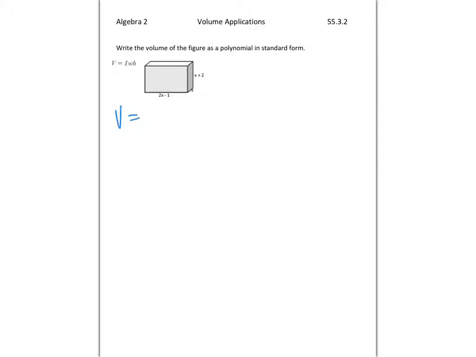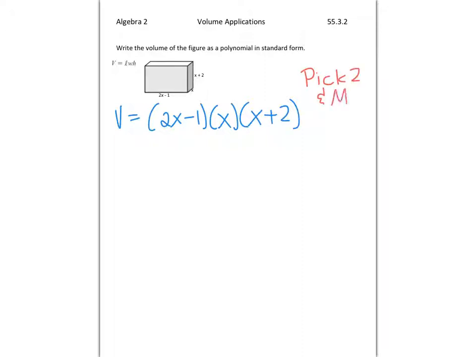Volume equals x times 2x minus 1 times x plus 2. And whenever you have three factors needing to be multiplied together, remember you pick 2 and multiply. Use a little abbreviation there. So let's say I do these two. I'll just have to distribute the x here and get x squared plus 2x.